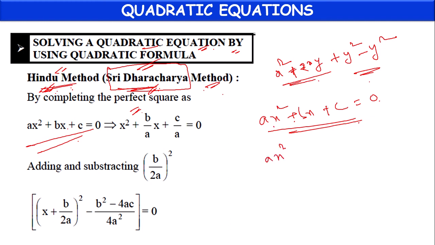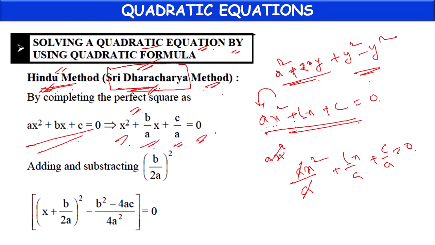First what we have to do, first we have to eliminate this a. Before x square we have the coefficient a, first we have to reduce it to only x square. So let's divide by a. What happens? Ax square by a plus bx by a plus c by a equal to 0. So a gets cancelled. So this is simplified as x square plus b by a x plus c by a equal to 0.